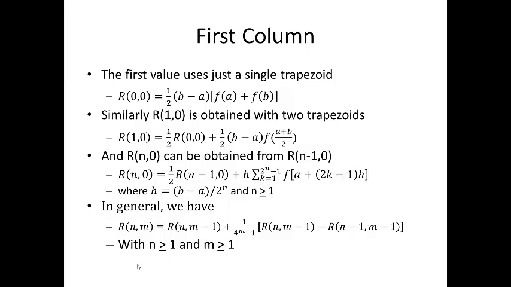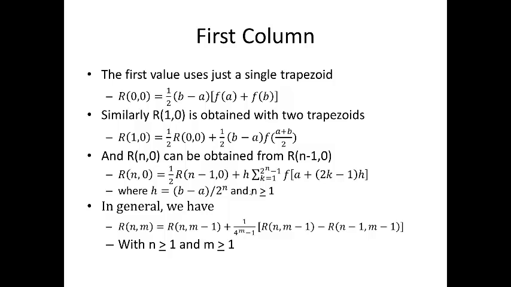And Rn0 can be obtained from R(n-1),0 using the following formula. In general, we have Rnm is equal to Rn,m-1 plus 1 over 4 to the m minus 1, times Rn,m-1 minus R(n-1),m-1. You may notice that this formula looks similar to the Richardson extrapolation theory from section 4.3, and we can actually derive it in a similar manner.